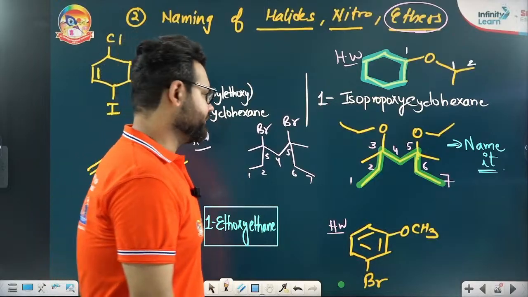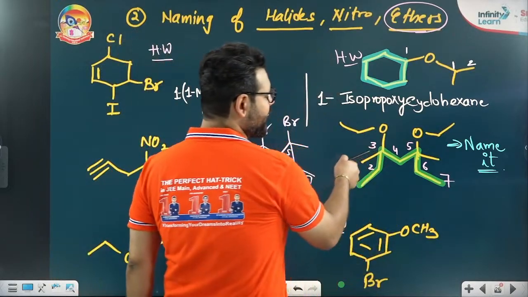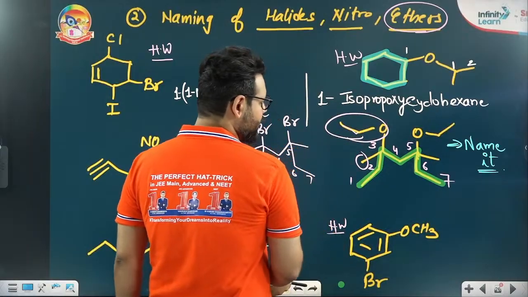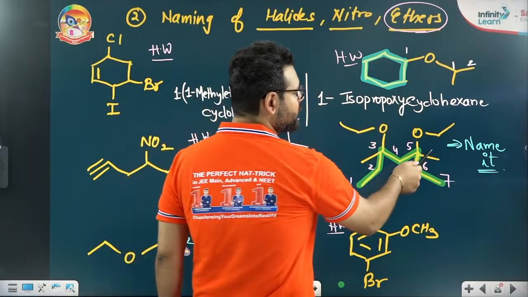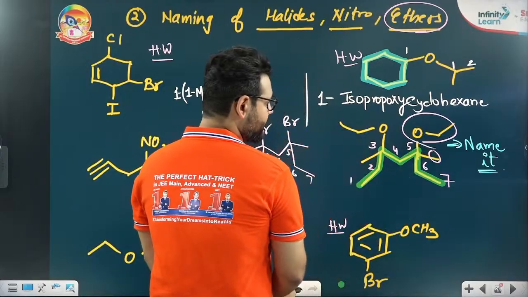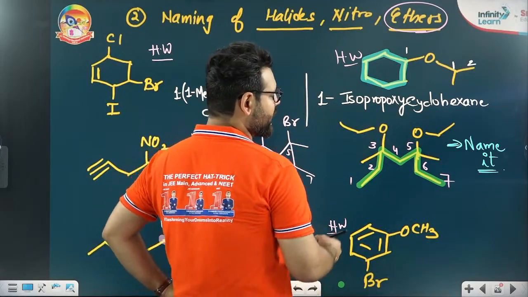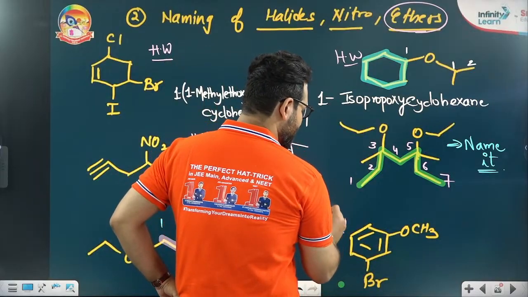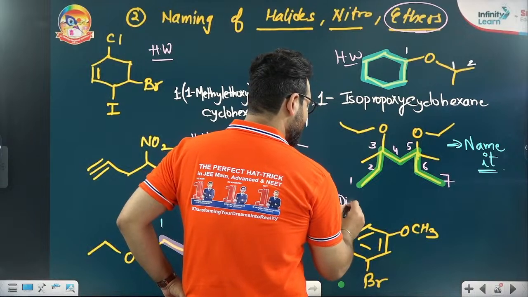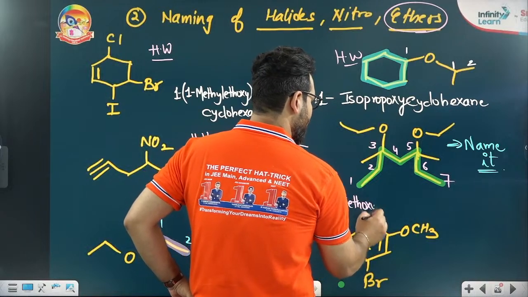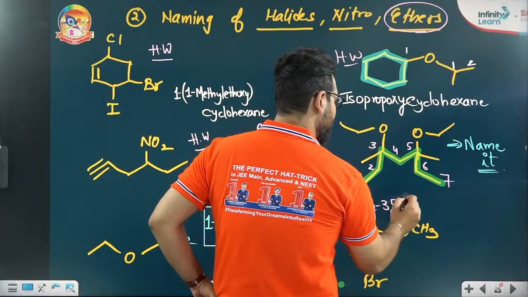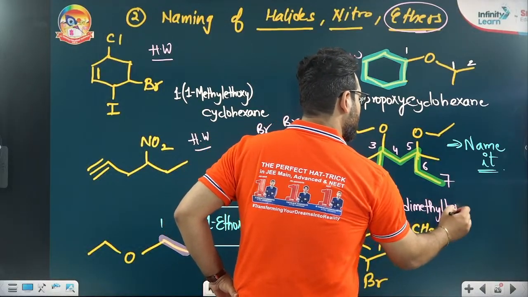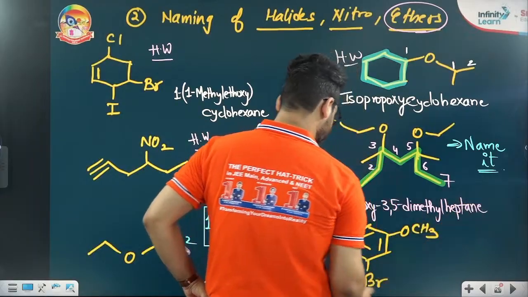It's a heptane. At number 3 there is a methyl. At number 3 there is an ethoxy. Methyl, ethoxy. Here also methyl and ethoxy. Ethoxy starts with E, so that will be written first. 3,5-diethoxy, 3,5-dimethyl on a heptane.